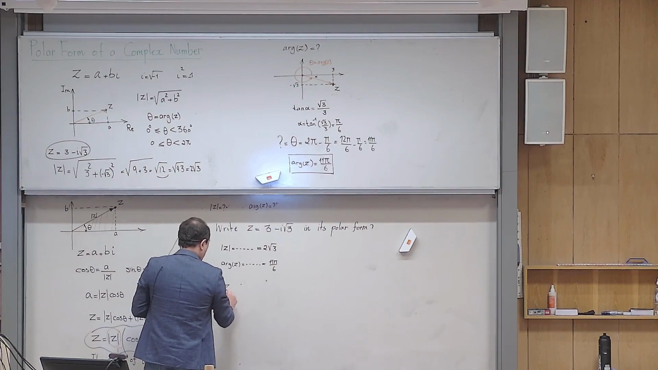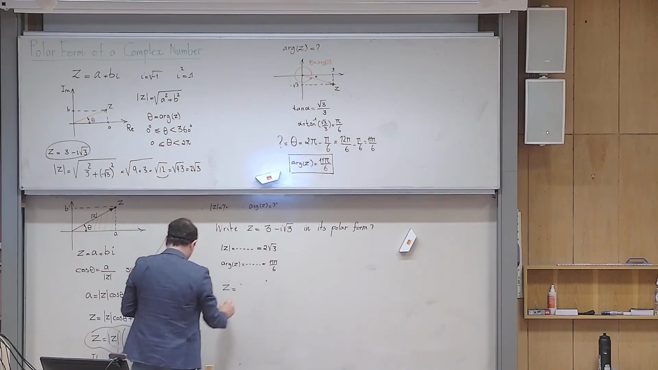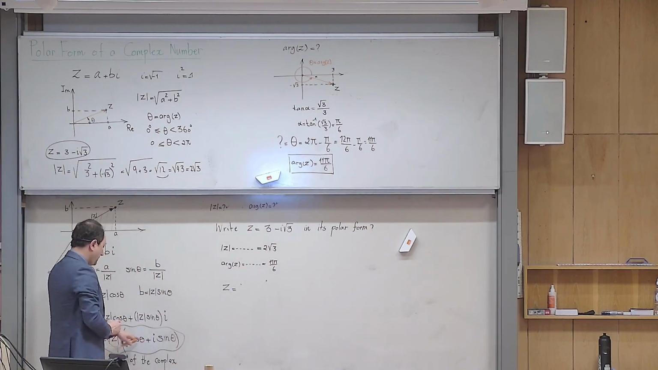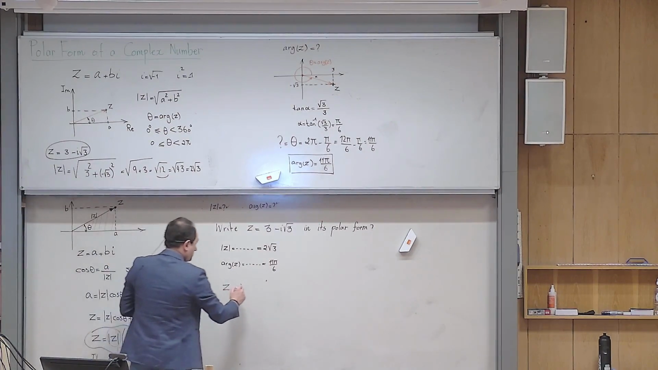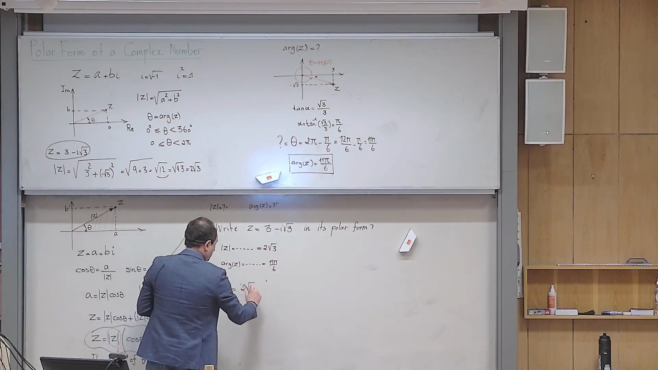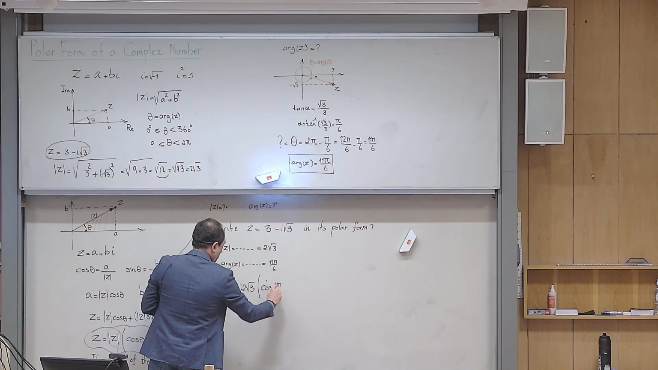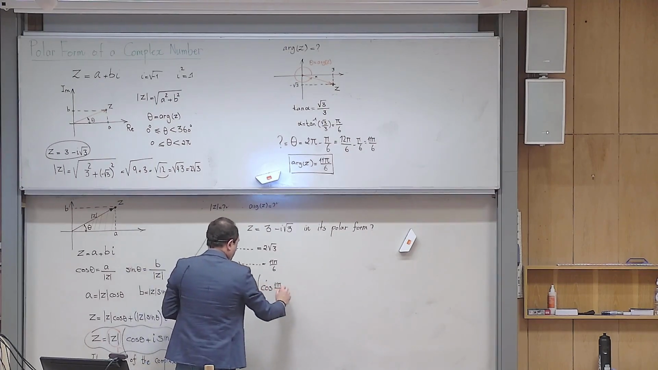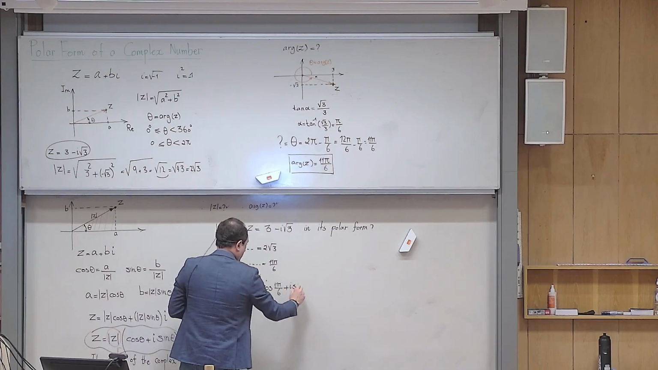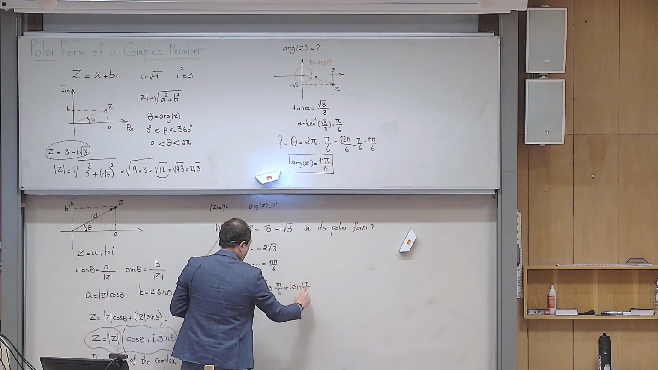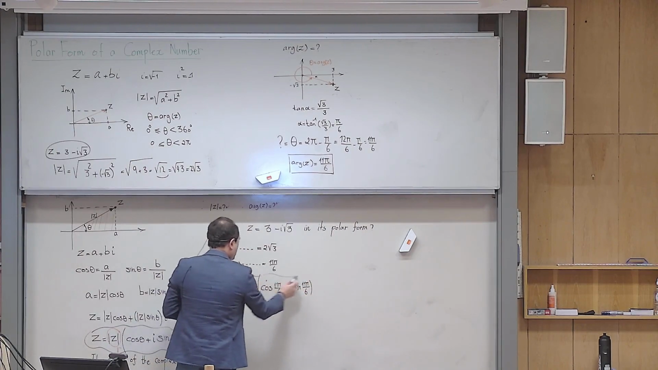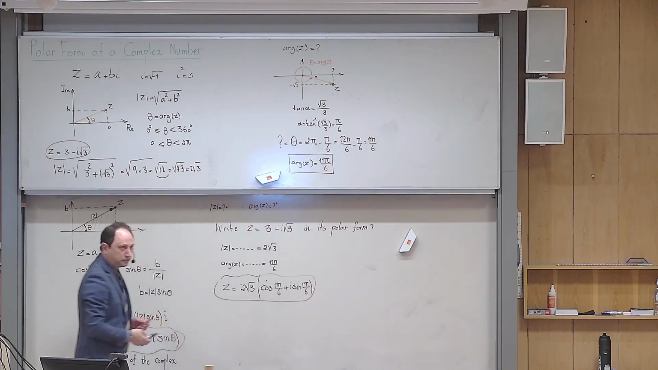So z becomes the absolute value of z, so this is the formula, theta is the argument. So this becomes 2 square root of 3 cosine of theta, and then plus i sine of theta. This is the answer. Don't simplify it more.